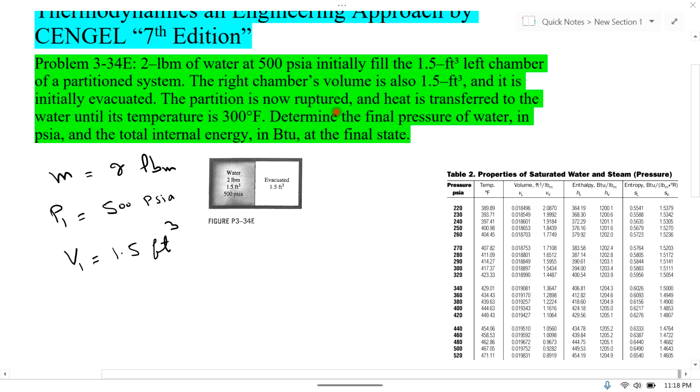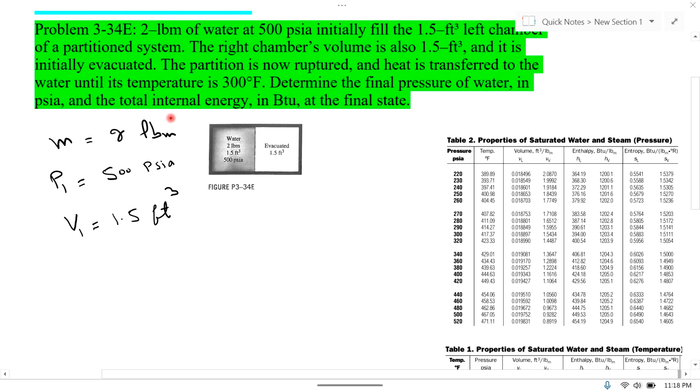After rupturing, heat is supplied to the system up to 300 degrees Fahrenheit. When the partition is ruptured, then V2 will be the total volume, 1.5 cubic feet plus 1.5 cubic feet, which is equal to 3 cubic feet, because the volume of the right chamber is 1.5 and the volume of the left chamber is also 1.5. So the total volume V2 is equal to 3 cubic feet.